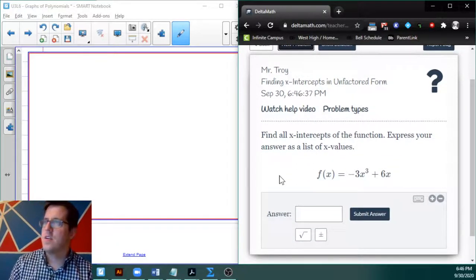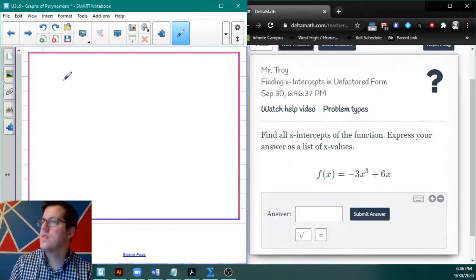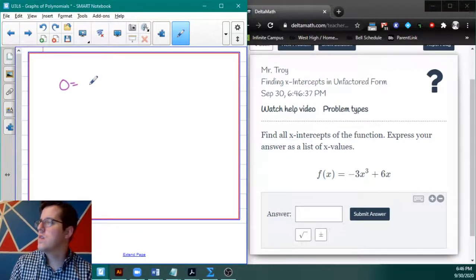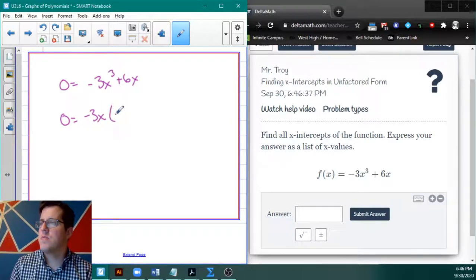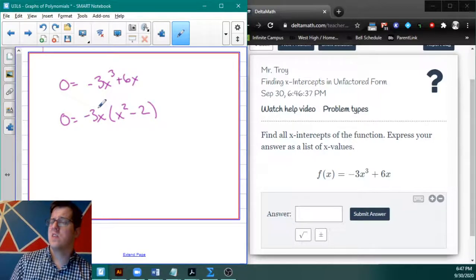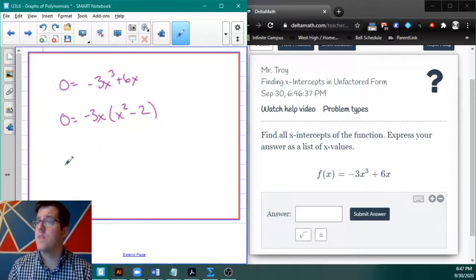Okay, so 0 equals negative 3x cubed plus 6x. I'm going to factor out a negative 3x. 0 equals negative 3x times x squared minus 2. Did I do that right? Negative 3 times negative 2 makes 6. Throw the x in there. I think I did that right.